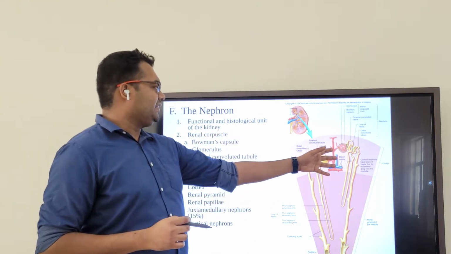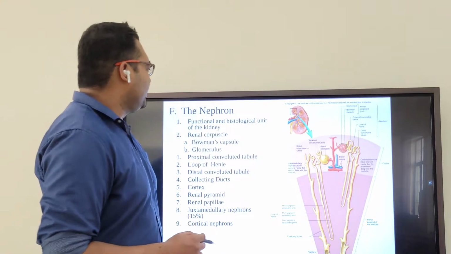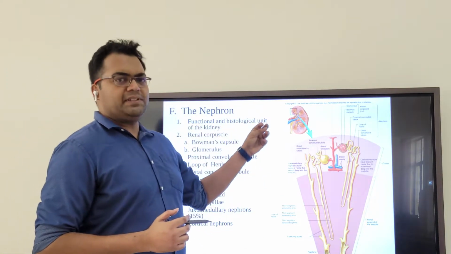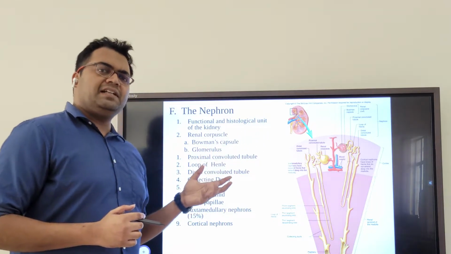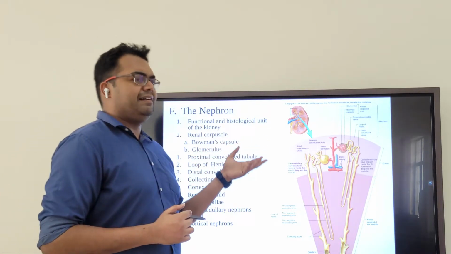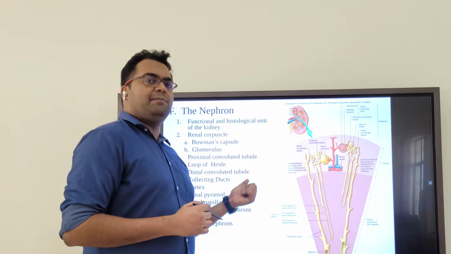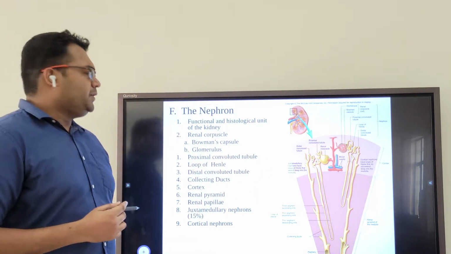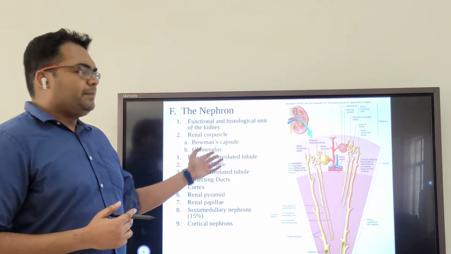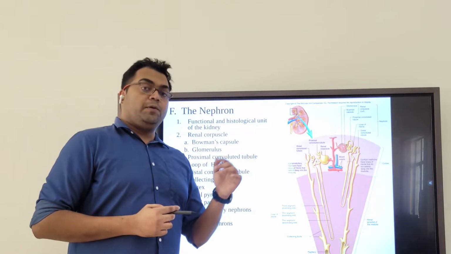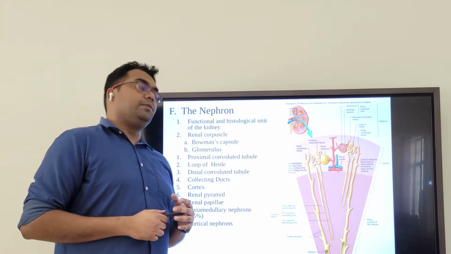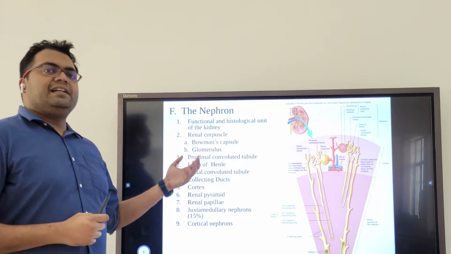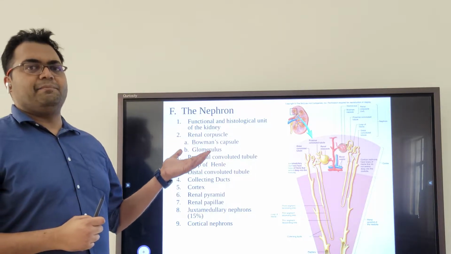This is a diagrammatic representation of a nephron. A nephron can be divided into renal corpuscle and renal tubule. Renal corpuscle is again divided into glomerular capillaries and the glomerular capsule, also known as Bowman's capsule. The renal tubule, in turn, is divided into the proximal convoluted tubule, the loop of Henle, and the distal convoluted tubule. Then it further becomes collecting duct, then the renal papilla, then minor calyx, then major calyx, then the renal pelvis.